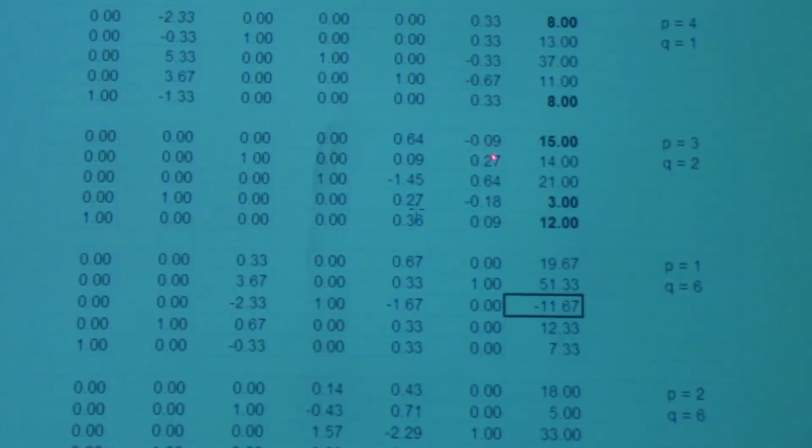Q was chosen as 6, we chose 1, but that caused a violation. It's a violation because it puts x2 into the basis, so we got to take a step back. Instead of 1, 6, we try 2, 6, and that gives us a maximized function of 18 without any ability to improve. Any questions?